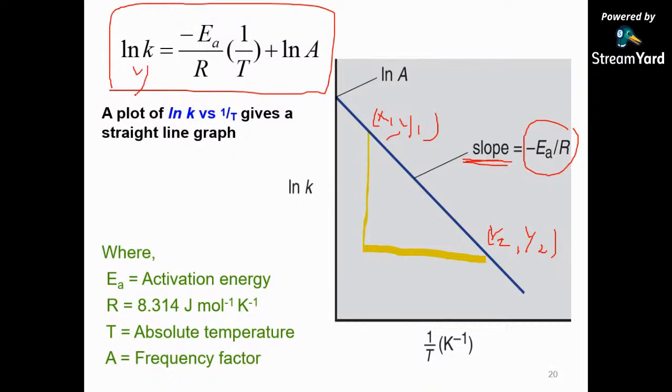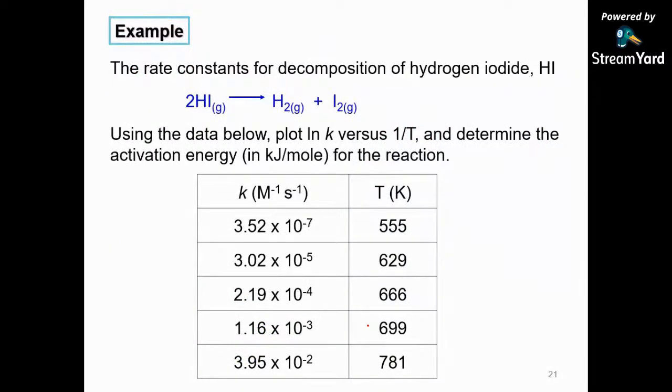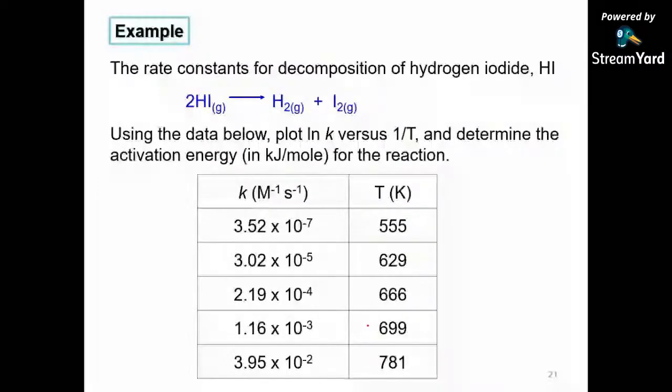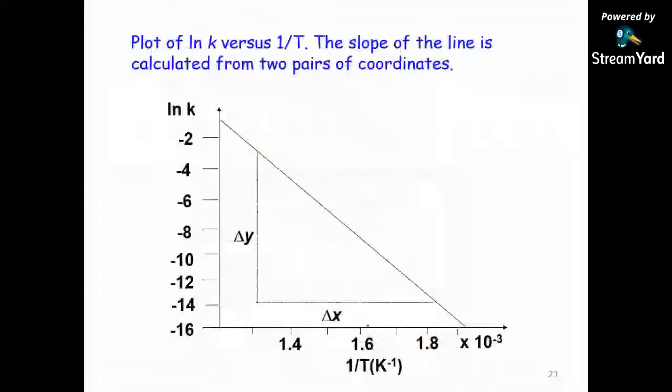So do you understand what is the objective of this formula? And why this one is y, and why this one is mx plus c. So the m is the slope, kecerunan. Negative Ea over R. Here you can find out the Ea. Why? Because R is constant, 8.314 joule per mole per Kelvin. So this is determining the activation energy by using the graphical method. Okay, so this is an example. You plot the graph and you get it.